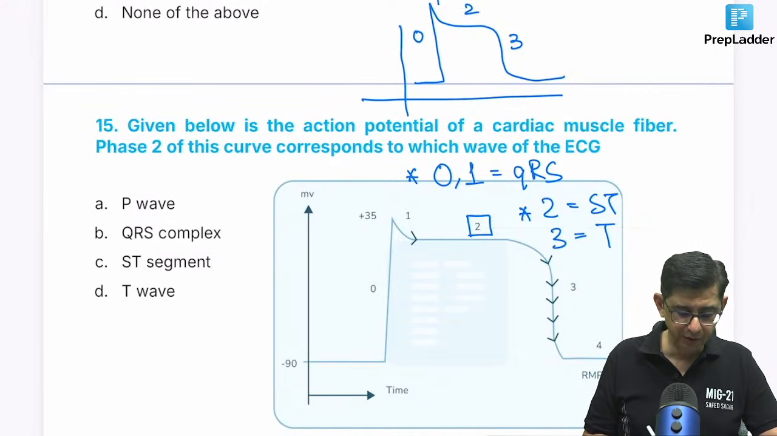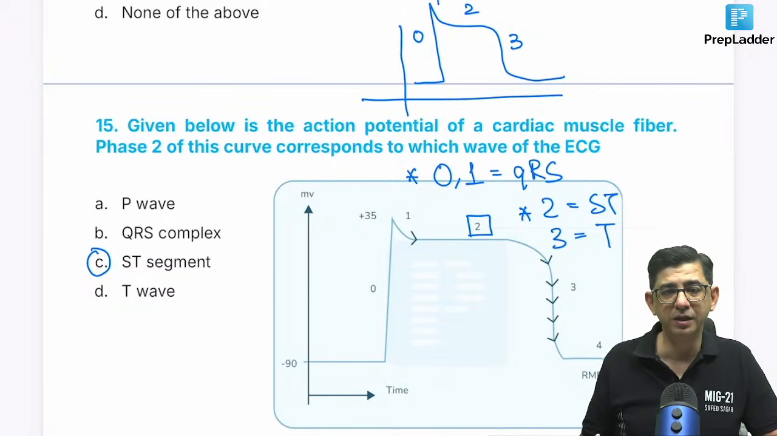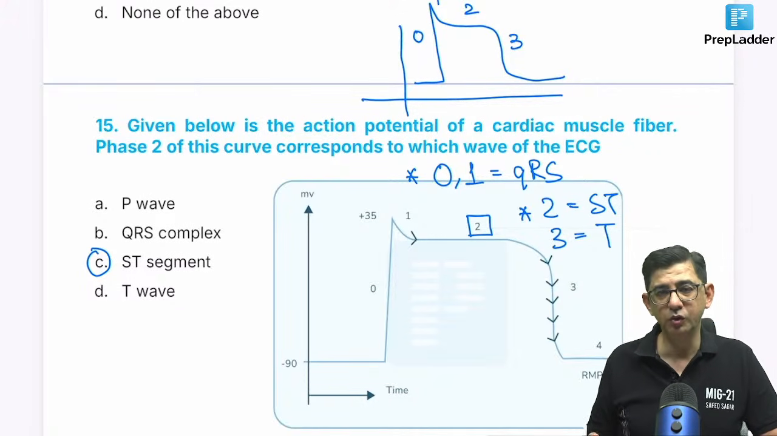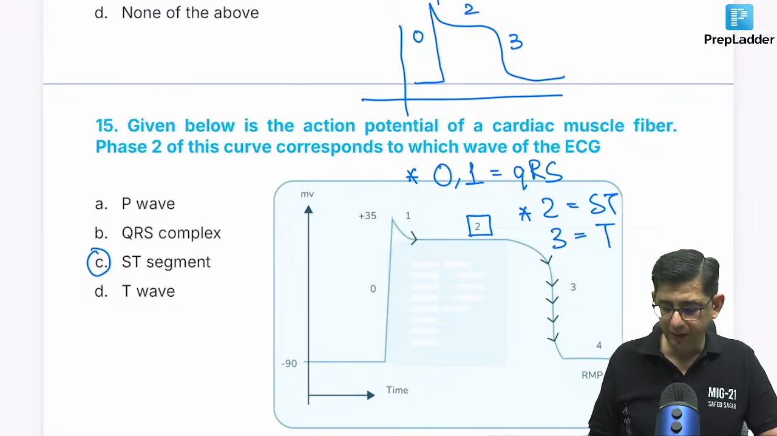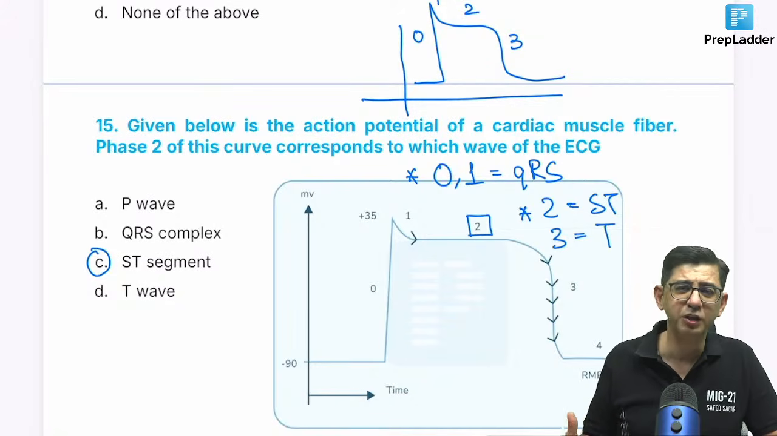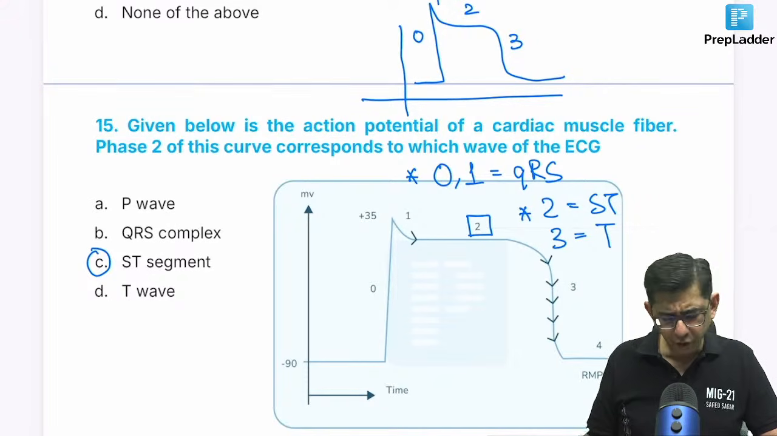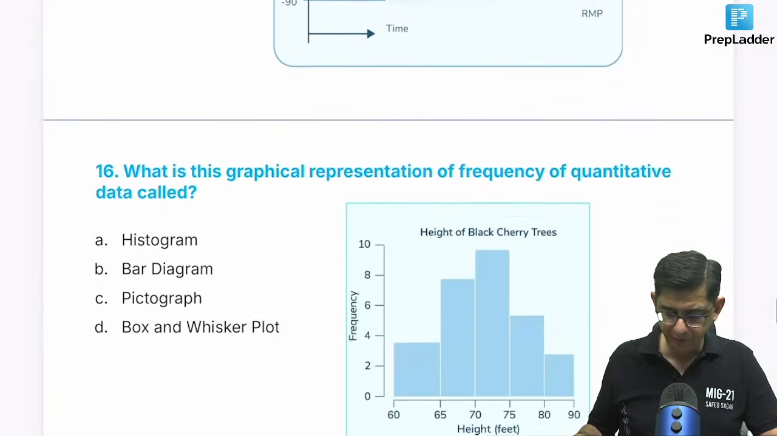The correct answer for this one is C. Phase 2 of the cardiac action potential indicates the ST segment in the ECG. It's the flat part that is to be remembered. Phase 0 and 1 QRS, phase 2 ST segment, and phase 3 would be T wave repolarization. That would be potassium channels, the inward potassium channel current that I'm talking about. Yeah, 3 is the T wave, as somebody commented rightly. So pretty easy one for this.